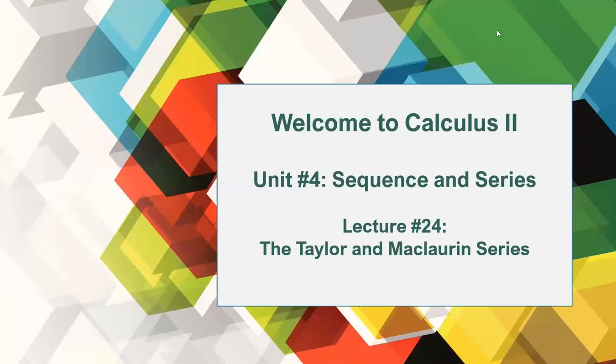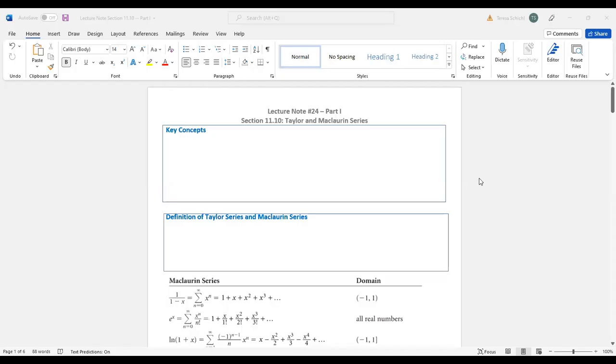Hi, welcome to the Calculus 2 lecture series. We are in Unit 4, Sequences and Series, and this is lecture number 24. We're going to talk about the Taylor and the Maclaurin series. We're going to take several videos to cover lecture number 24. So let's go to our lecture notes and start part 1 of this lecture.